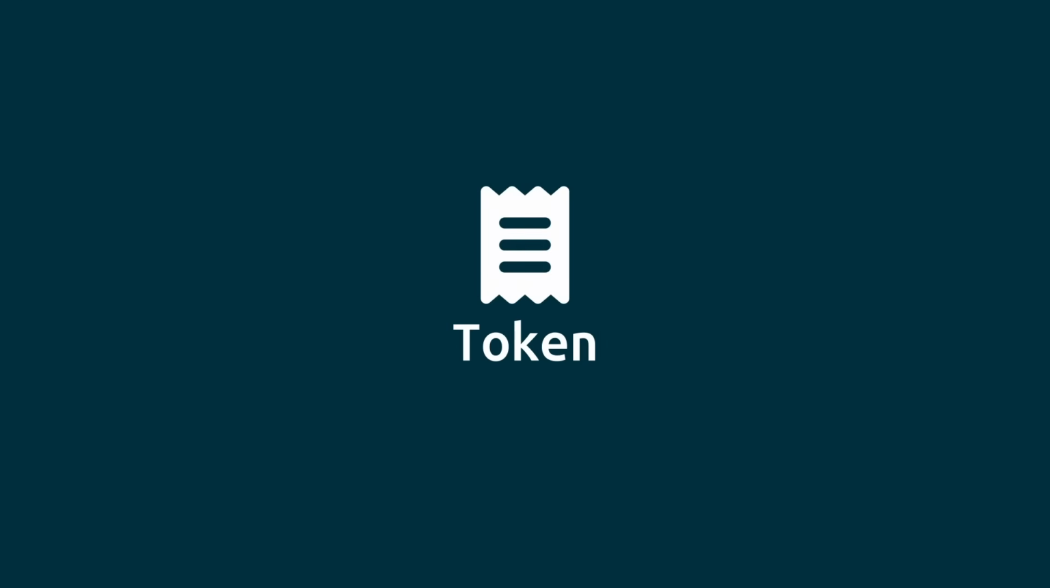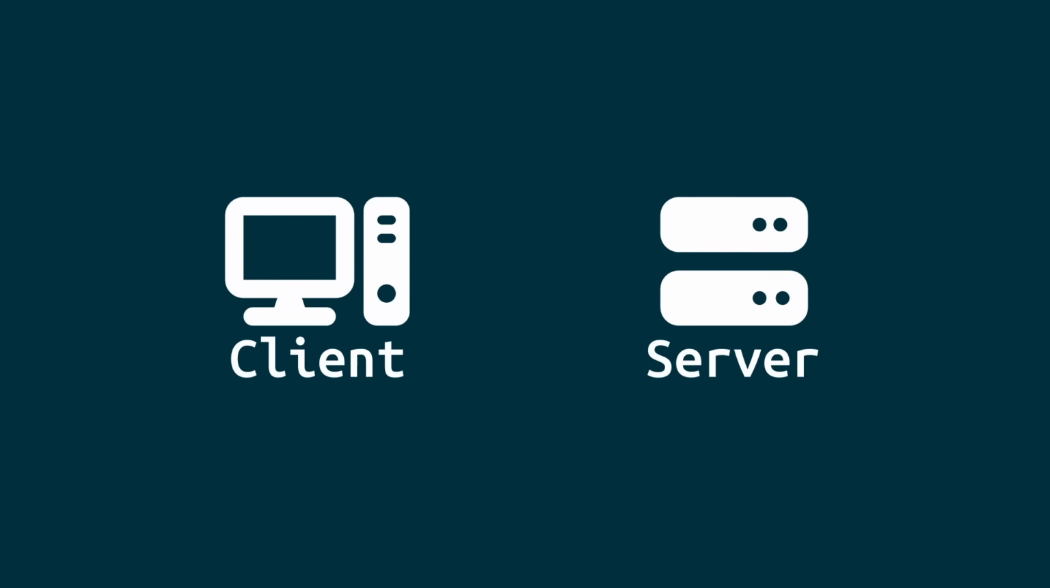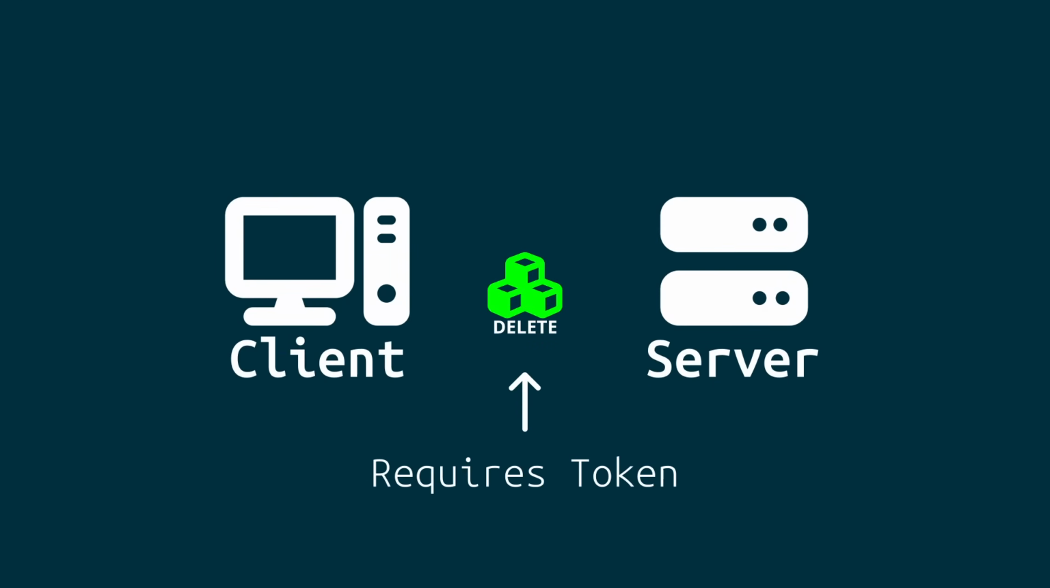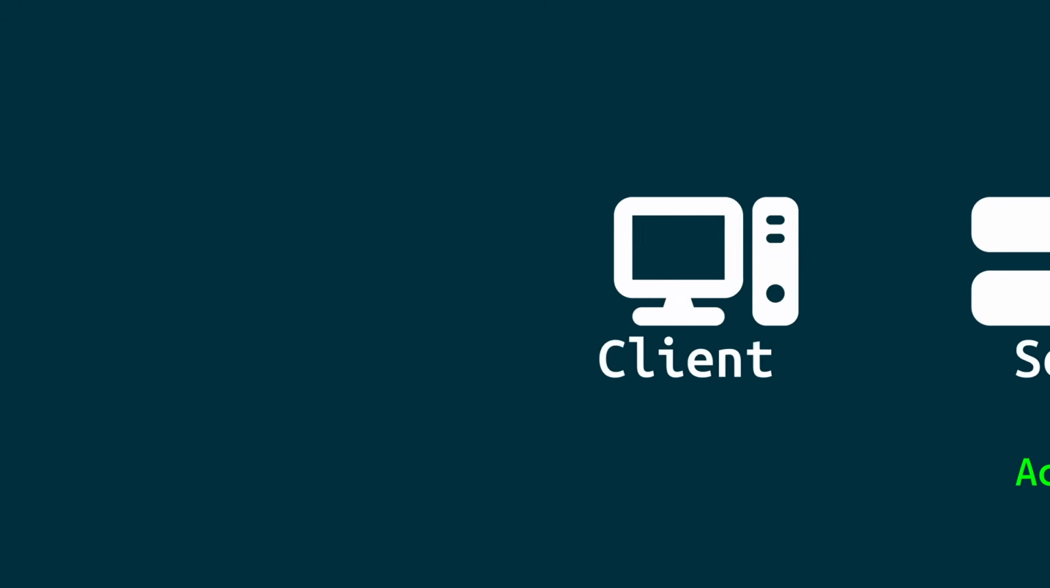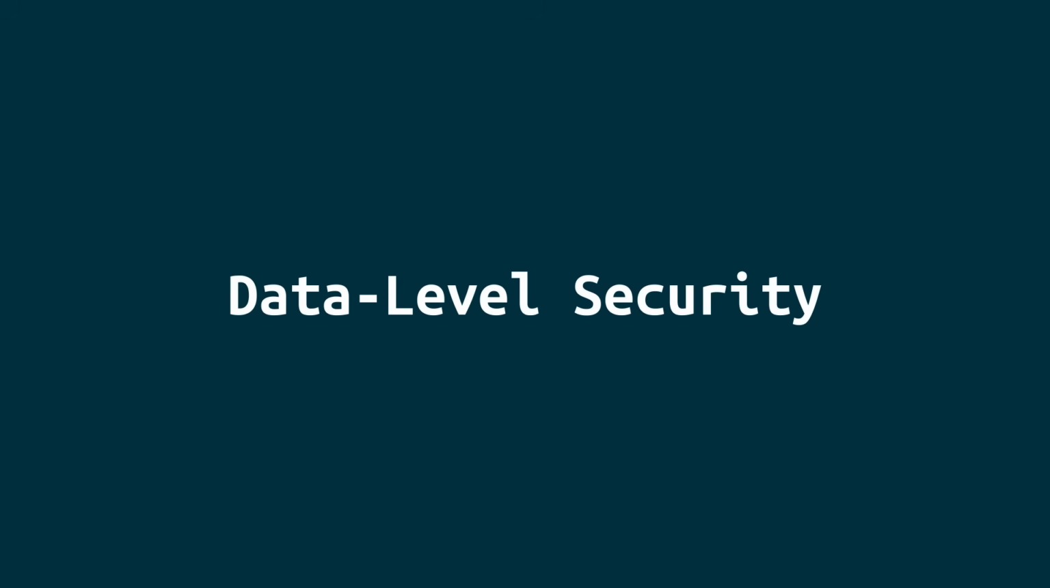That's where tokens come to save the day. We can set up the server to require that all delete requests include a token as a header. Now, if the server receives a request to delete a post without a token, the request is immediately denied. If a token is included, the server will first verify that the token belongs to the same user who created the post. Remember, the token serves as proof that you are who you say you are. So if the token belongs to the same user who created the post, the server knows that it is safe to delete that post. This is known as data level security, which means our data is protected by its own properties. And with that, I think we're finally done.